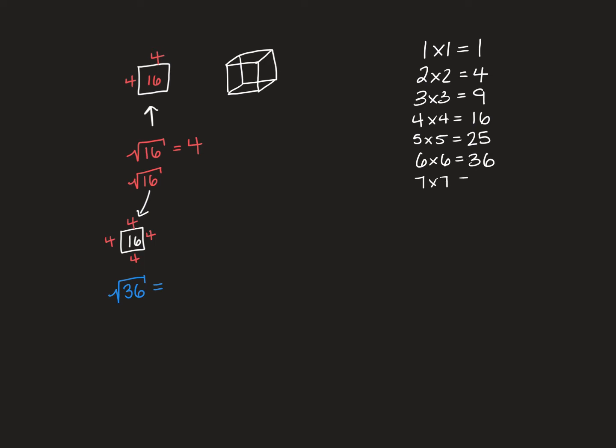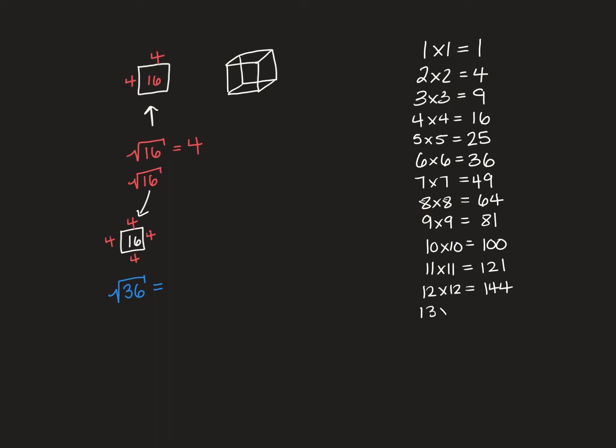7 times 7, 49. 8 times 8 is 64. 9 times 9, 81. 10 times 10 is 100. 11 times 11 is 121. 12 times 12 is 144. 13 times 13 is 169.